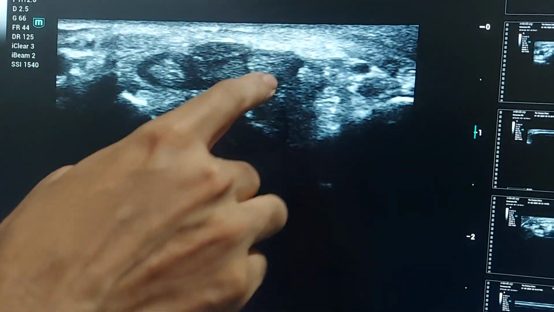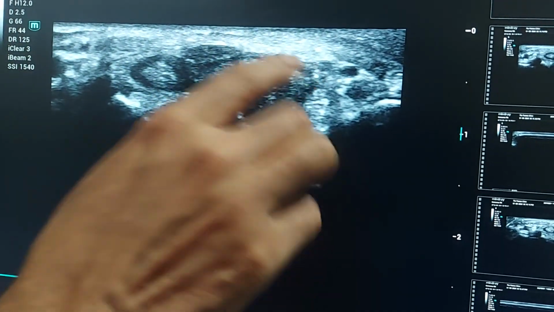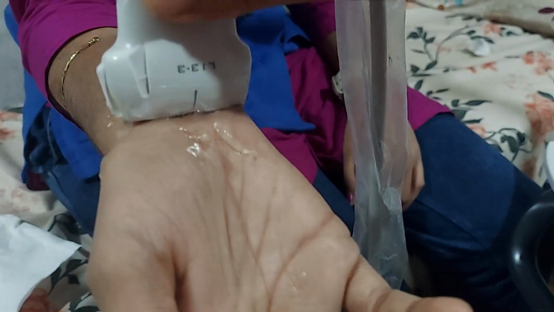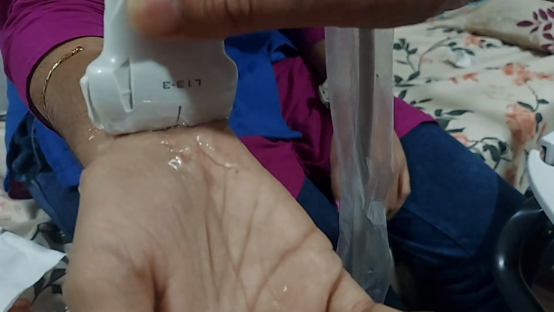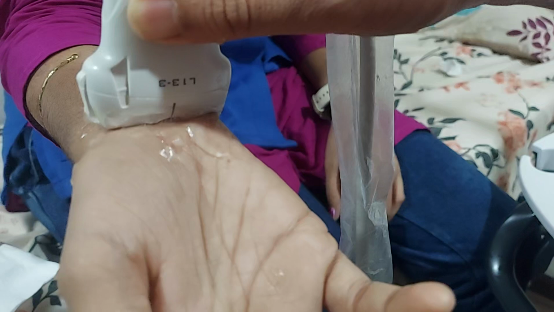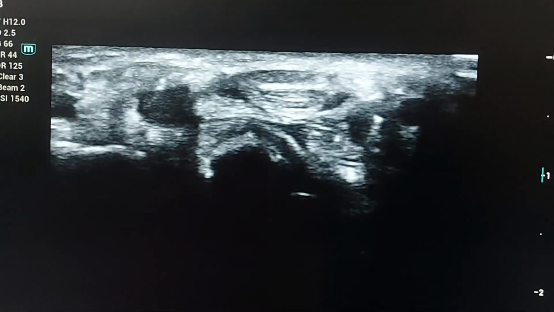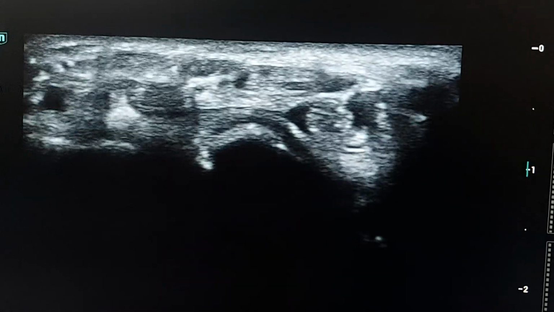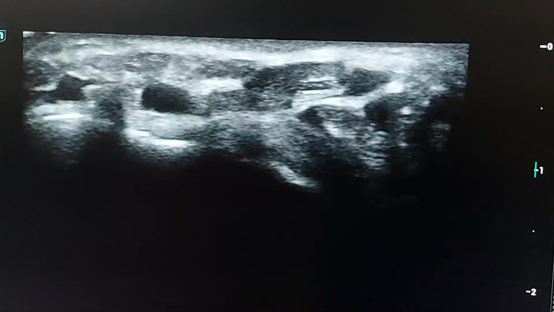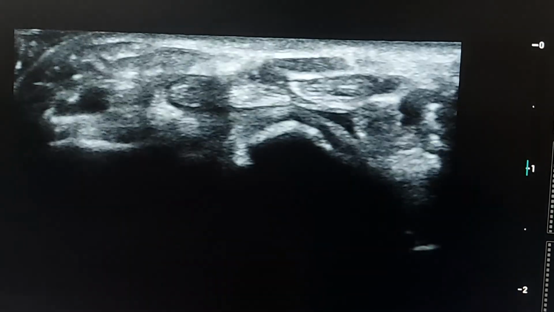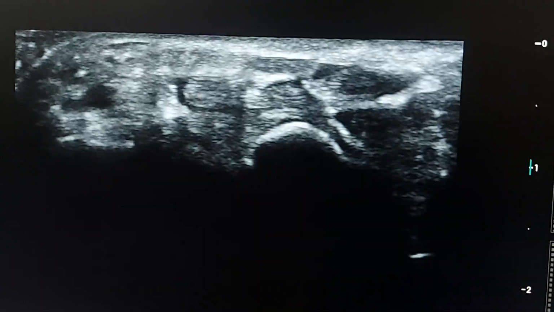over there. There are tendons. So how to differentiate between nerve and tendon: try to move the probe a little bit. You'll find that there is anisotropy in the tendon, but the nerve does not change its echogenicity. Whenever we move the probe, there are a few structures which change their echogenicity significantly, but the nerve will not change its echogenicity significantly.